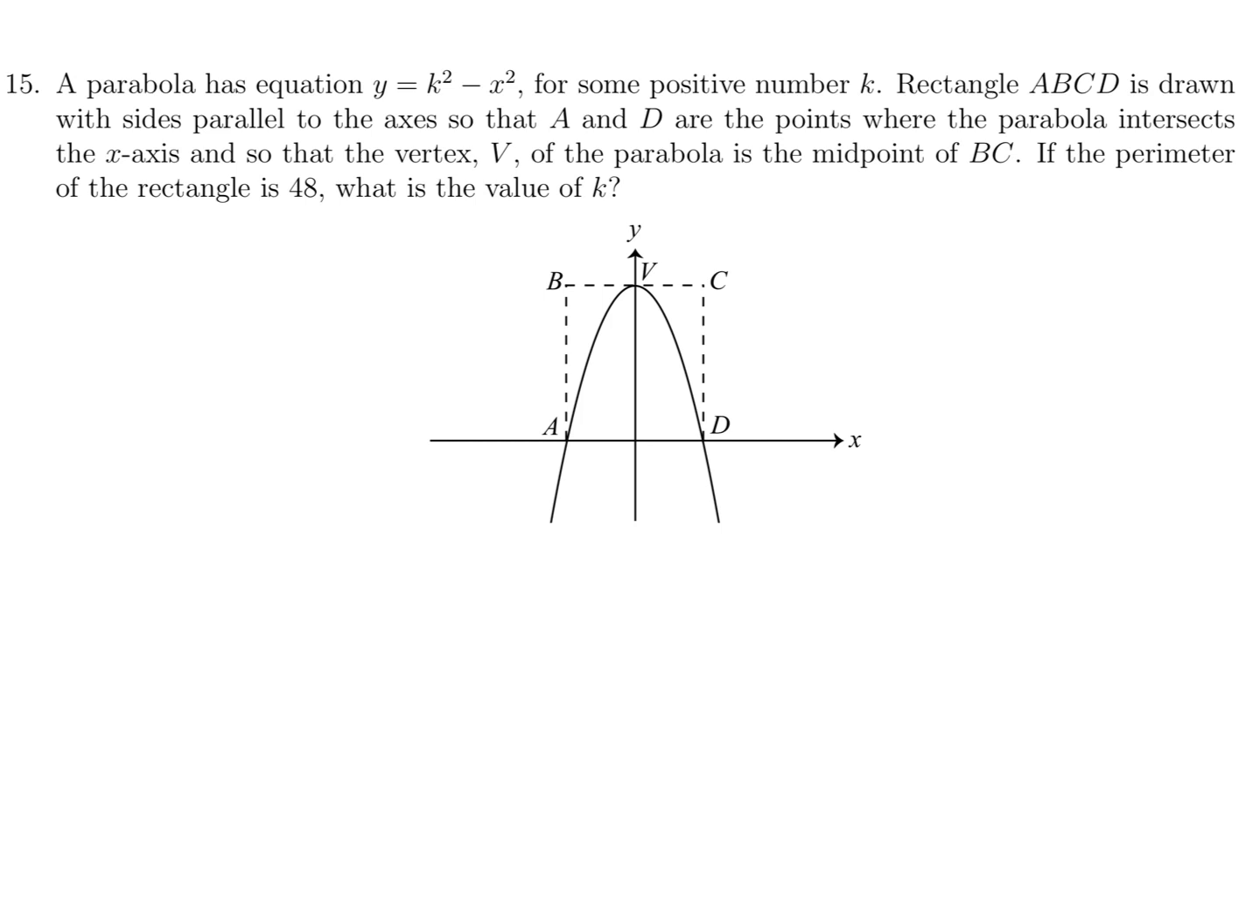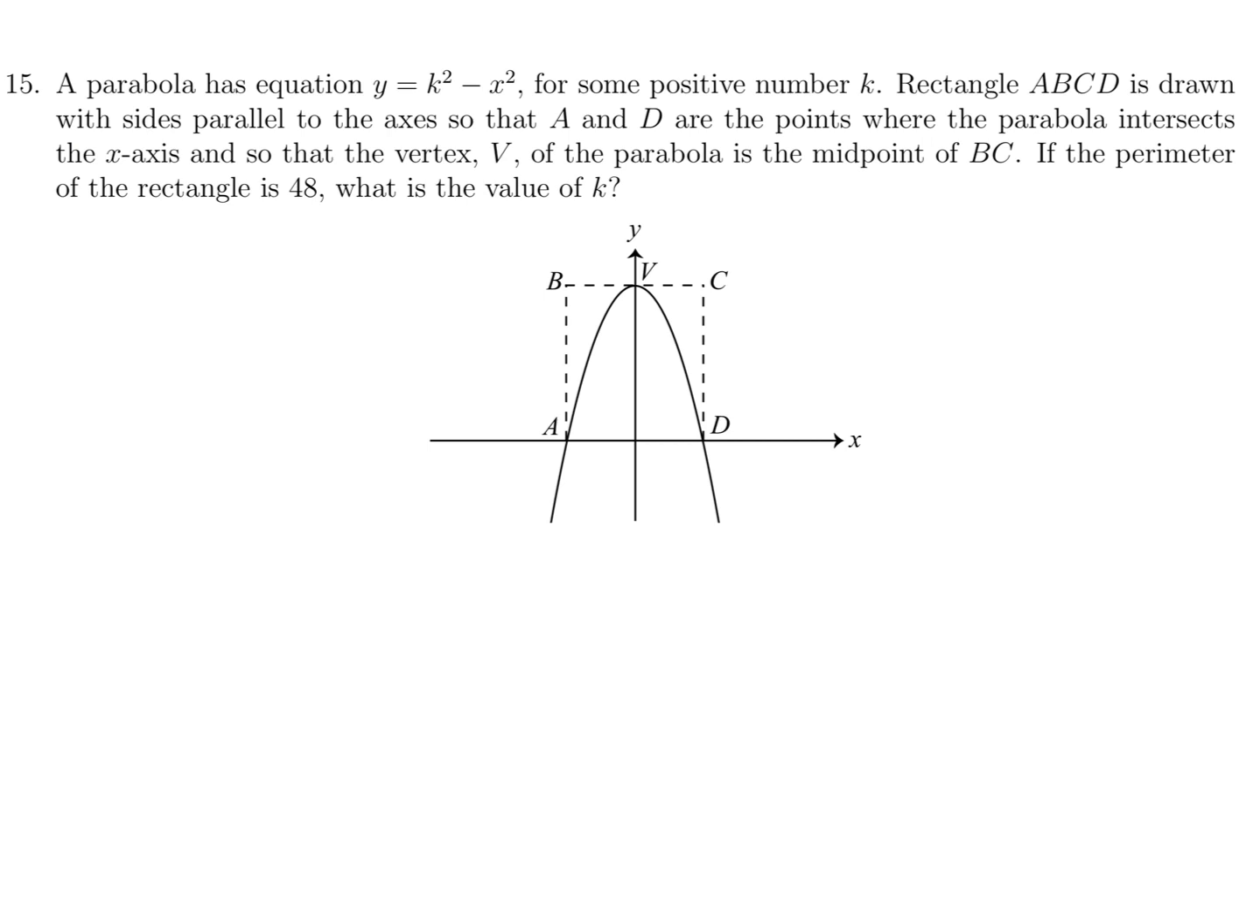A parabola has equation y is equal to k squared minus x squared for some positive integer k. Rectangle ABCD is drawn with sides parallel to the axes, so that A and D are the points where the parabola intersects the x-axis, so that the vertex V of the parabola is the midpoint of BC. If the perimeter of the rectangle is 48, what is the value of k?